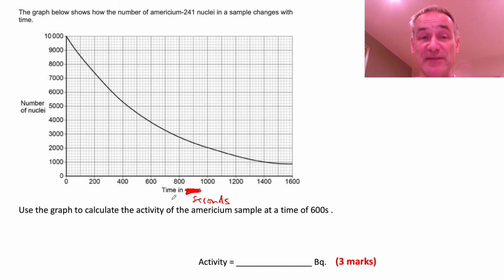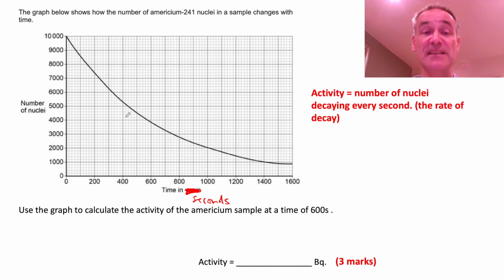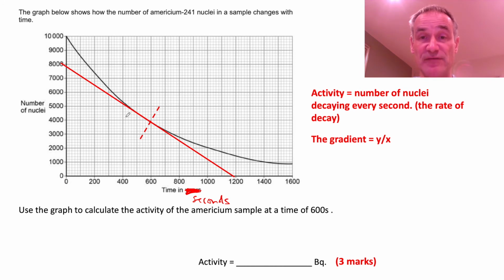So, of course, activity is the decays per second, which is going to be the gradient. So again, at 600 seconds, I've drawn a right angle. I've then drawn the tangent to the curve at 600 seconds. I've then checked I understand the scale. 200 in 10, that means 200 divided by 10 is 20 in every square. This scale here, we've got 1,000 in 5. So 1,000 divided by 5, each square is worth 200.